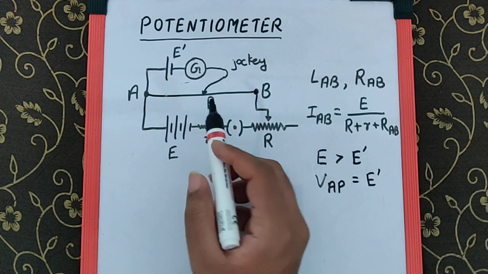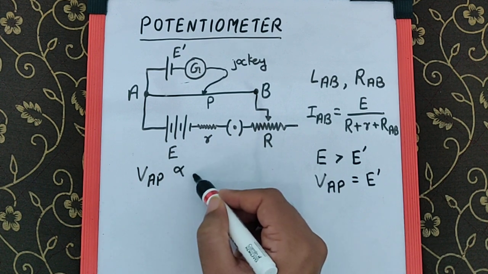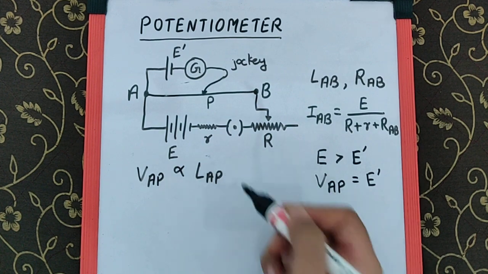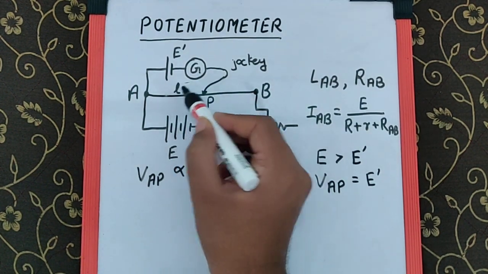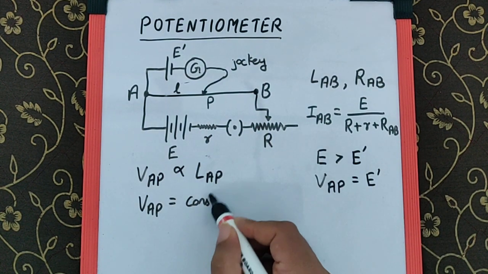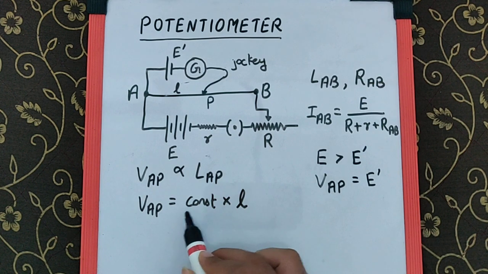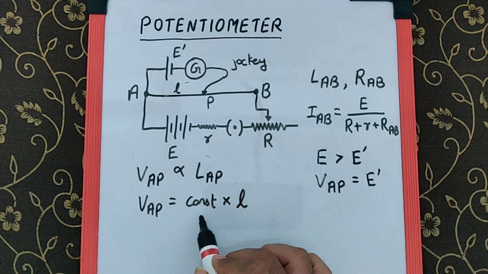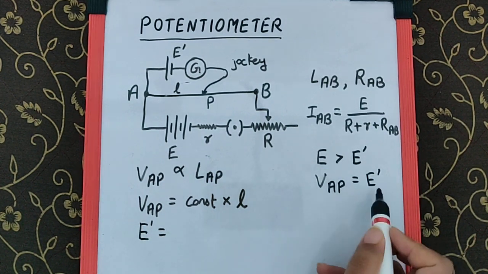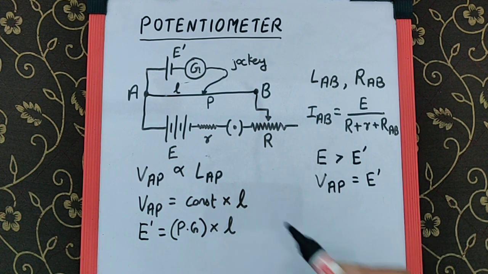Now I think that's pretty much simple, because VAP is going to be directly proportional to the length of AP by the principle of potentiometer. Let's call this length as small l, which means VAP is equal to a constant into l, the balancing length as we call it. Now this constant is nothing but the potential gradient, remember? So we can say VAP is E dash, and the constant is nothing but the potential gradient into l.